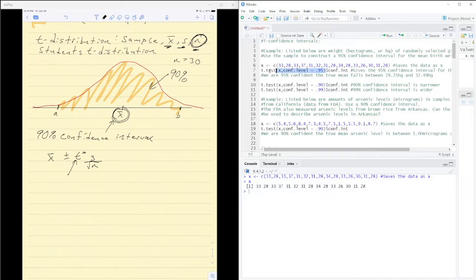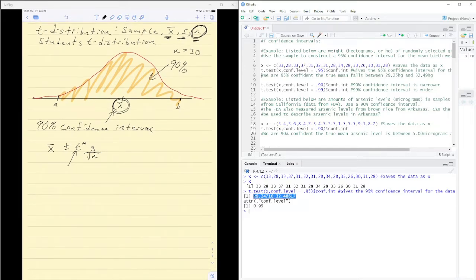And if you ran just the highlighted part without this $conf.int, it'll give you a lot more information than you want. It will give you the confidence interval, but with a bunch of other information. So adding on this $conf.int says we specifically want to get the confidence interval out of this. So my confidence interval here, I click run on that, is this.